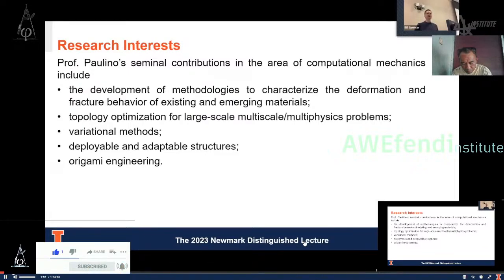Professor Paulino has seminal contributions in so many different fields. As a matter of fact, it was difficult for him to decide what he was going to present here to our group today, from things ranging from the development of methodologies to characterize the deformation and fracture behavior of existing and emerging materials, topology optimization for large-scale, multi-scale, multi-physics problems. Indeed, the work that my group has done on topology optimization was inspired by Professor Paulino. Additionally, variational methods and deployable and adaptive structures, and the topic for today, origami engineering.